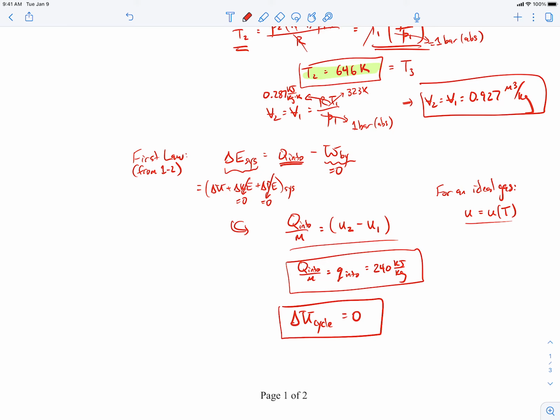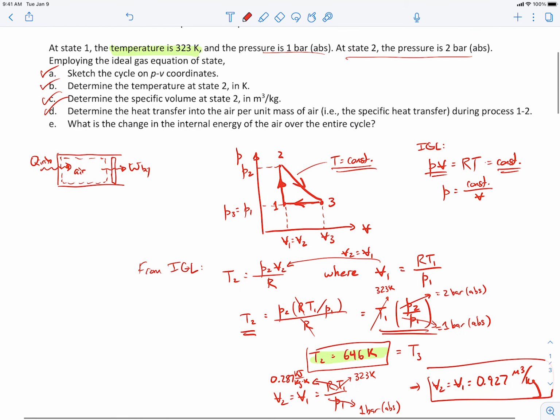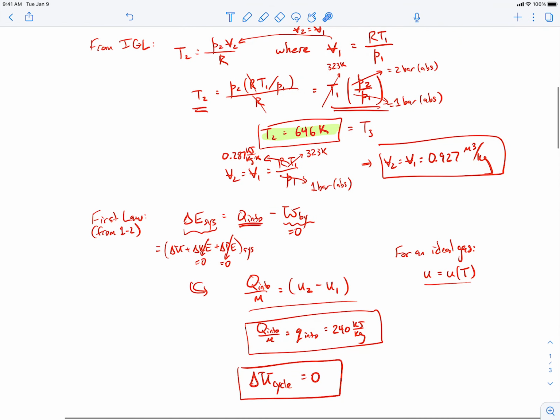If you need a little more convincing, just keep in mind that, for this ideal gas, the temperature at state 1 is 323 Kelvin, we'll change to 646 Kelvin, back to 646 Kelvin at state 3, and then back to 323 Kelvin at state 1. So we're back to the original temperature, and since the temperature is the only thing that matters for the specific internal energy, you'll see we'll get back the same value for the specific internal energy, which means that the change in internal energy will be 0 over that whole cycle.